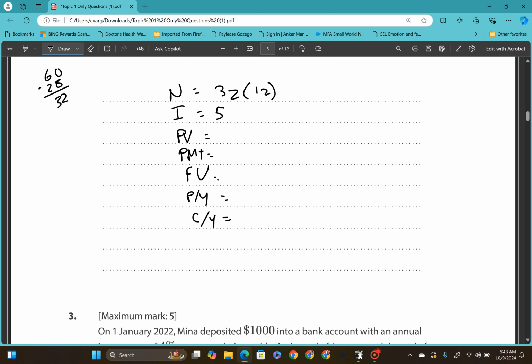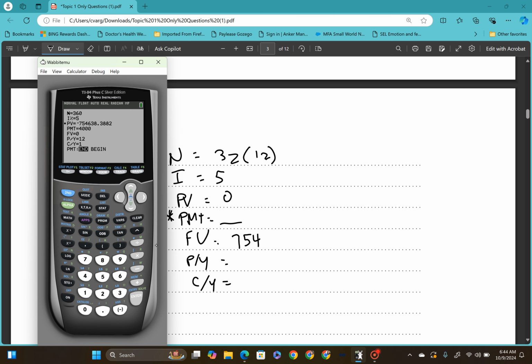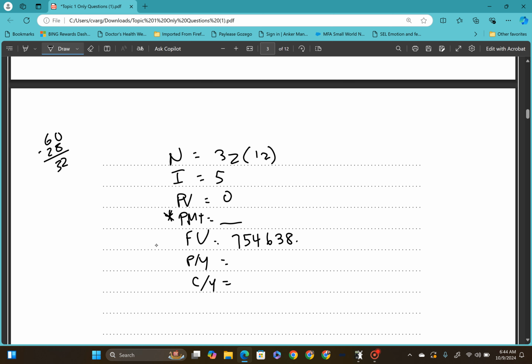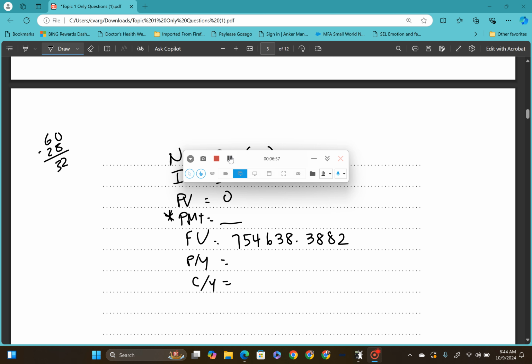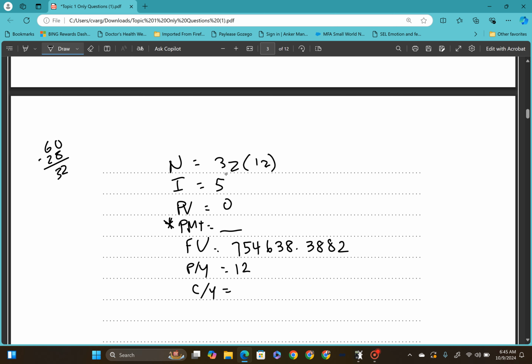Our interest is still 5%. Our present value is 0. So if you take a look at the scenario, our payment is what we're looking for. Our future value is the number that we got from the one above, right? So if you want to go exact, 754,638.3882. Okay. Our P over Y still stays the same. That's going to be 12, and our C over Y is 1.